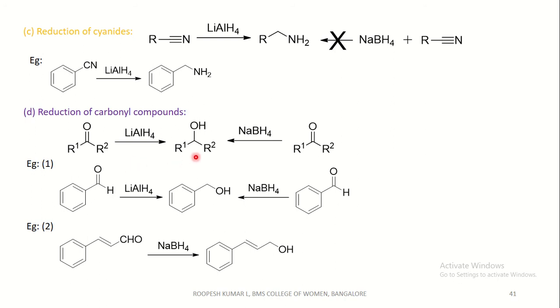Coming to the reduction of carbonyl compounds. Carbonyl compounds get reduced to the corresponding alcohol using LAH, and sodium borohydride is also used to reduce ketone to the corresponding alcohol. Here both can be employed to reduce the carbonyl compound to the corresponding alcohol. That is, benzaldehyde can be converted to benzyl alcohol using LAH as well as sodium borohydride. Even cinnamaldehyde gets reduced to the corresponding alcohol using sodium borohydride.